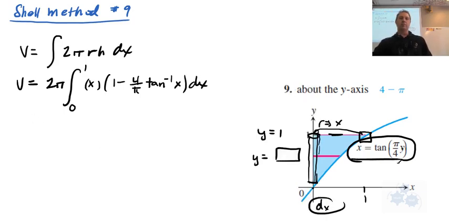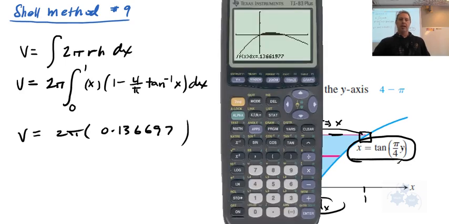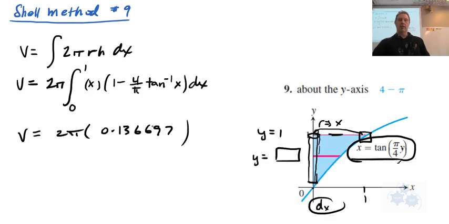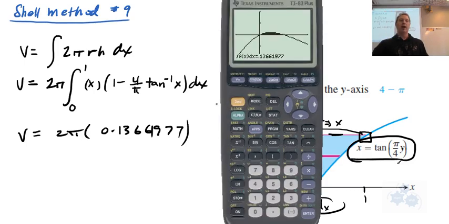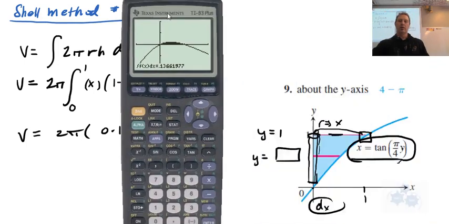0.1366197. Let me check, was it 0.13? .1366197. Okay, 0.136619. So multiply that by 2 pi and you should get your area.